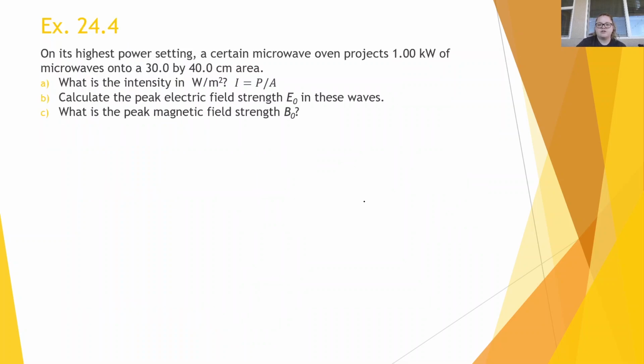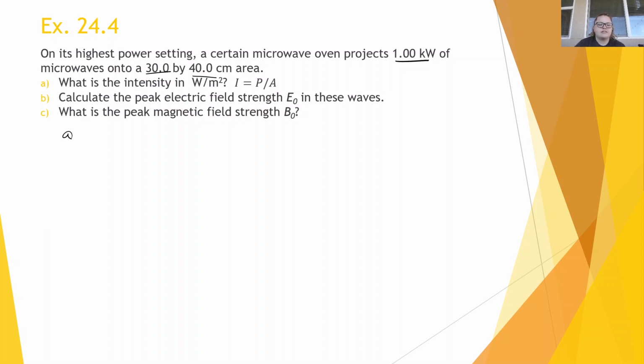All right, so let's go to an example here. On its highest power setting, a certain microwave oven projects 1 kilowatt of microwaves onto a 30 by 40 centimeter area. The first question states, what is the intensity?